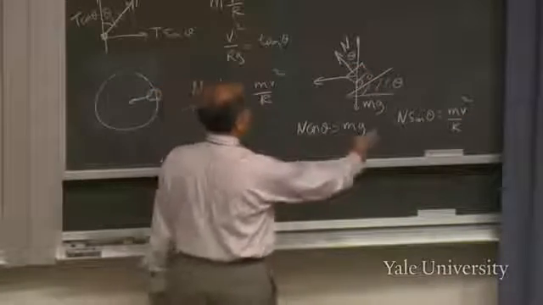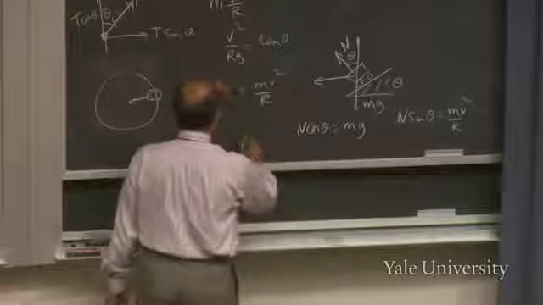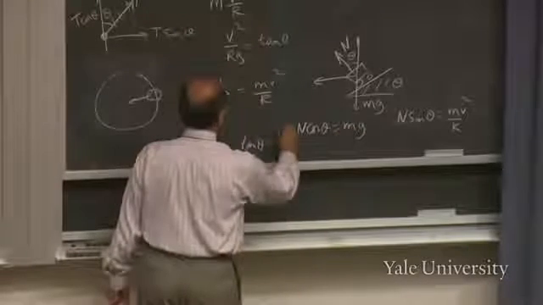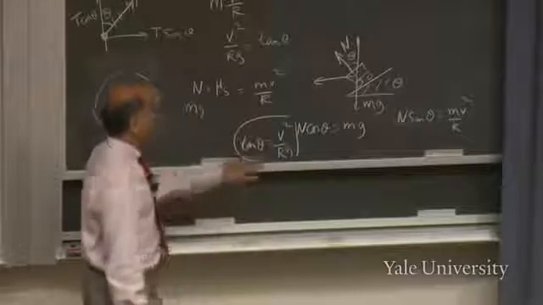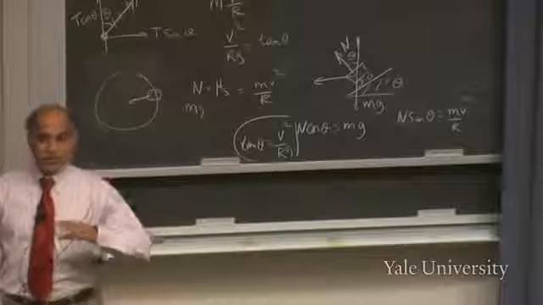Therefore, if you again take the ratios, you will find tan theta equals v squared over rg. I think this may be a little fast now, but you guys can do the algebra. What that means is the following.